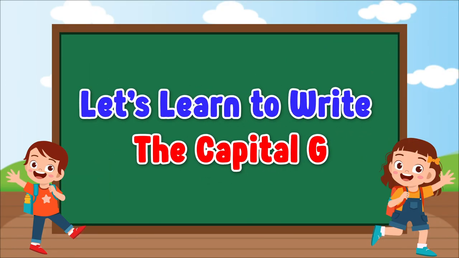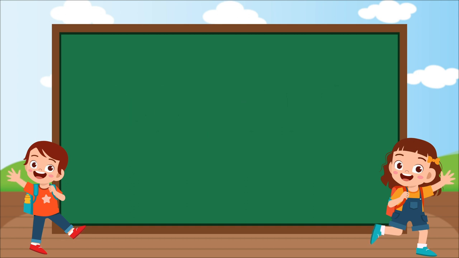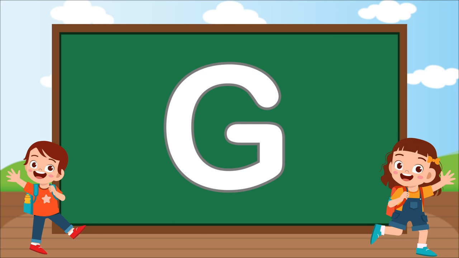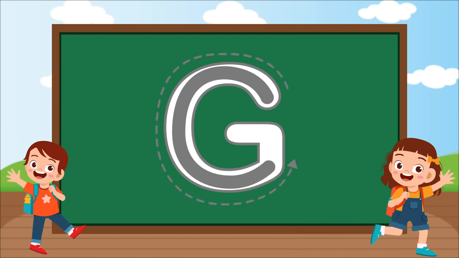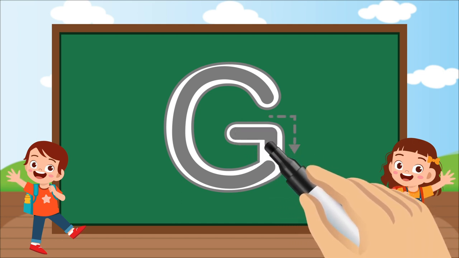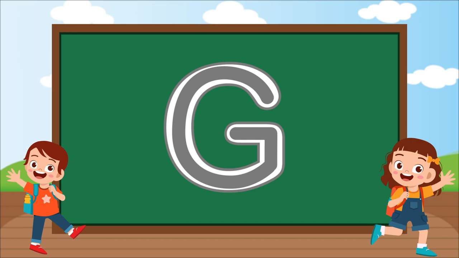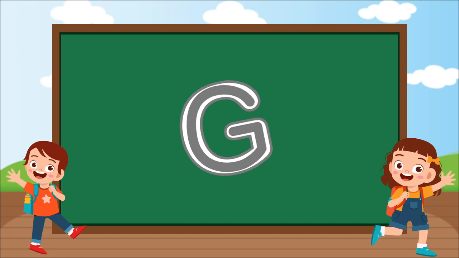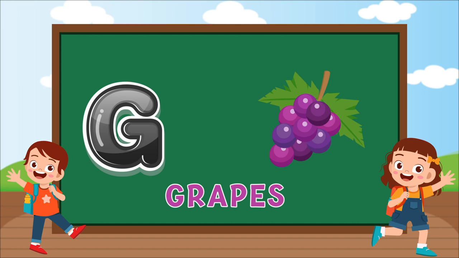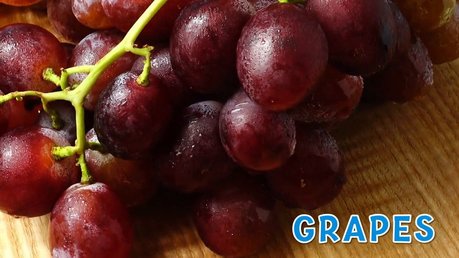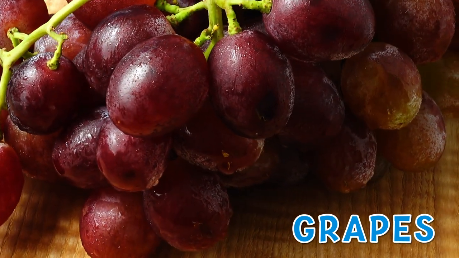Let's learn to write the capital G. First, we will go to the top and draw a half curve to the middle. And draw a standing line and sleeping line to connect the bottom. G is for grapes. Grapes.